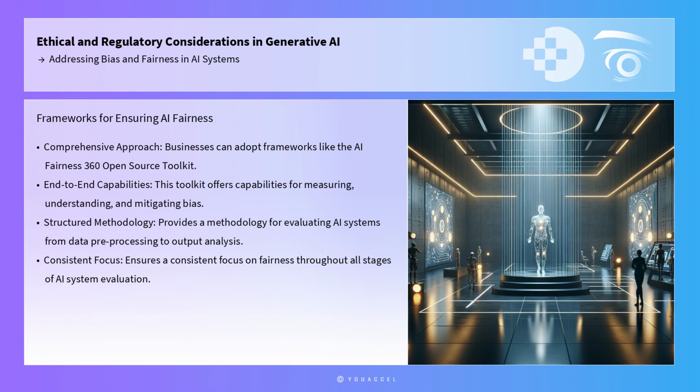For a more comprehensive approach, businesses can adopt frameworks like the AI Fairness 360 open-source toolkit, which offers end-to-end capabilities for measuring, understanding, and mitigating bias. This framework provides a structured methodology for evaluating AI systems at all stages, from data pre-processing to output analysis, ensuring a consistent focus on fairness.